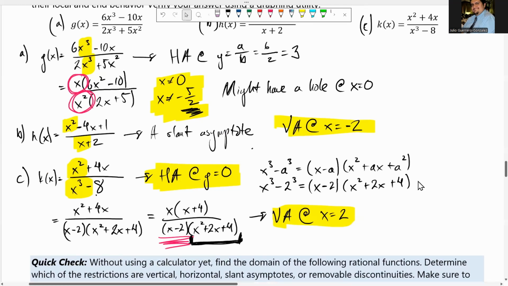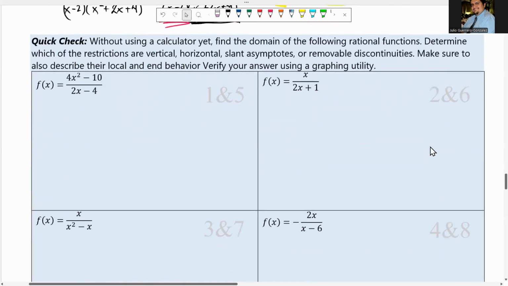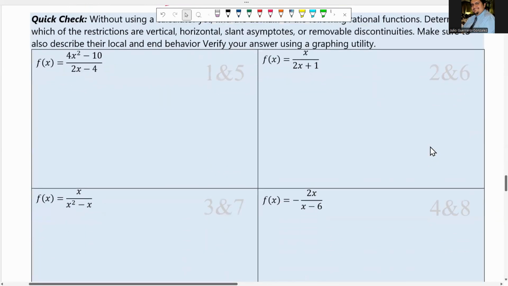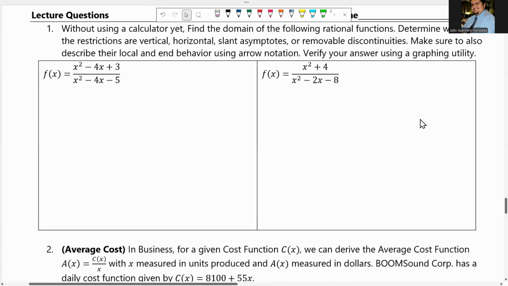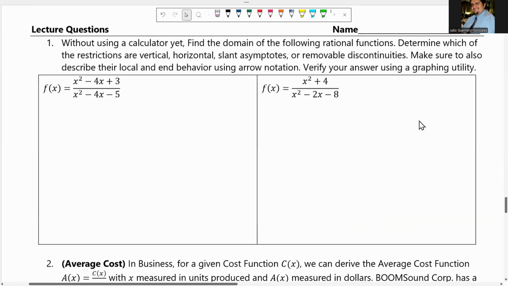All right, what comes up next? Quick checks. Again, try these out. Verify using a graphing utility. And then after that is lecture questions. If there are any questions on the stuff that I just covered, ask me during quick check time. Come down to the math lab or come see me by my office. Okay? Besides that, happy studying.